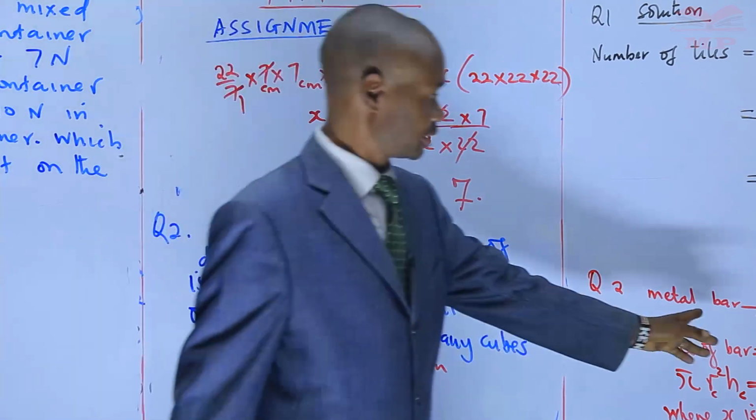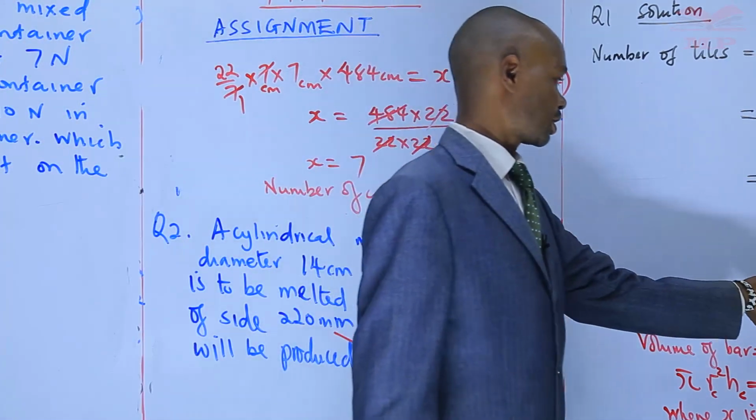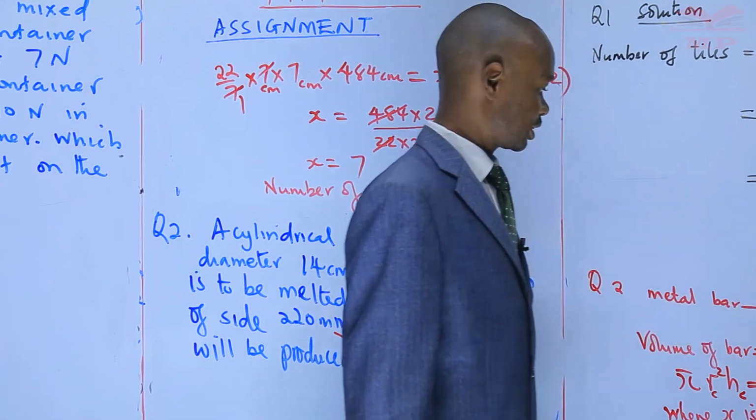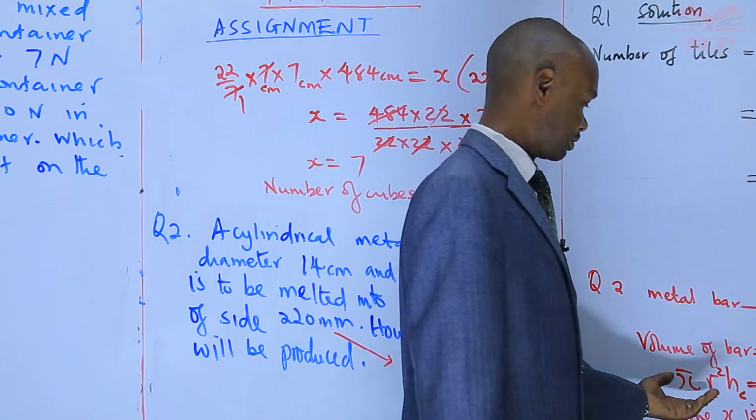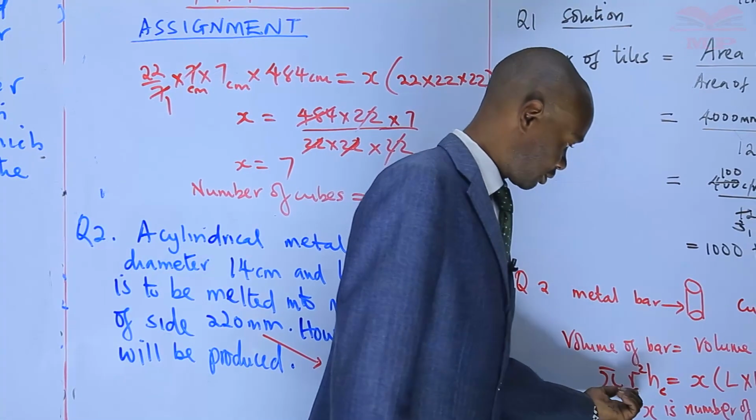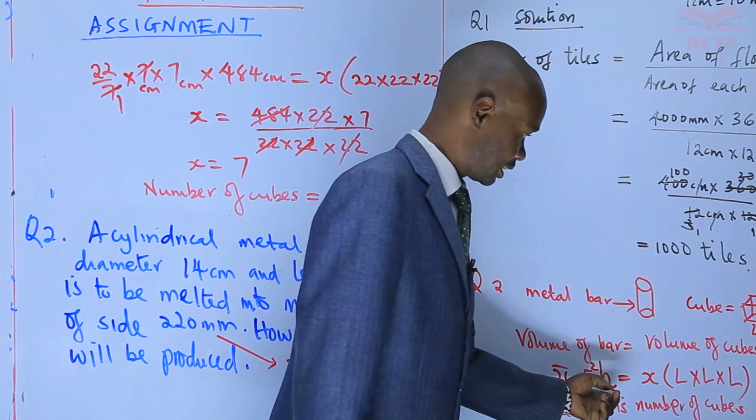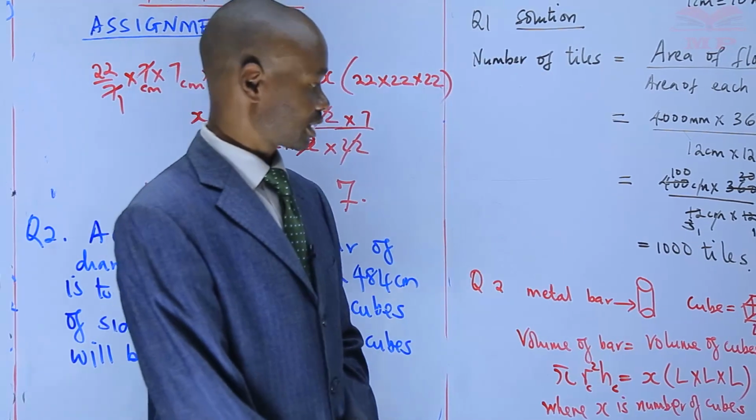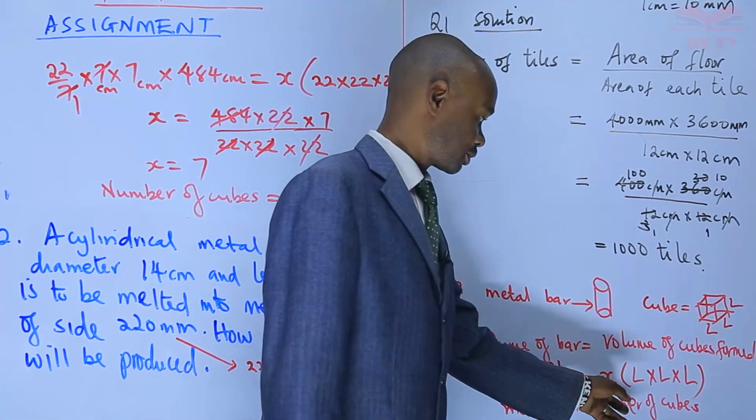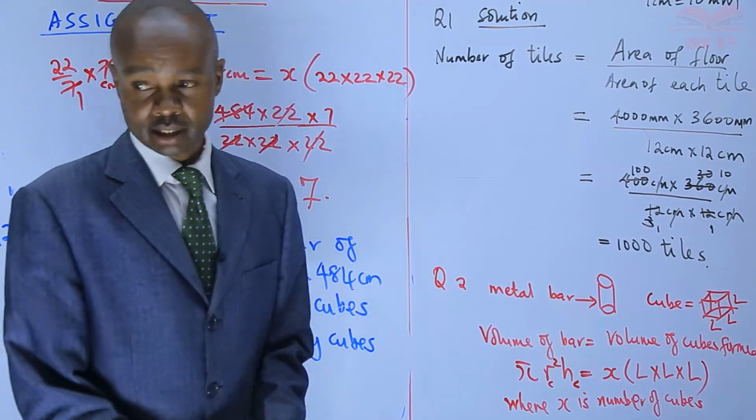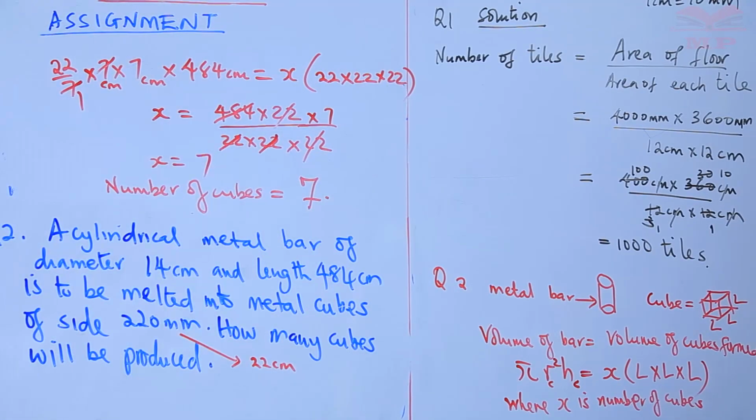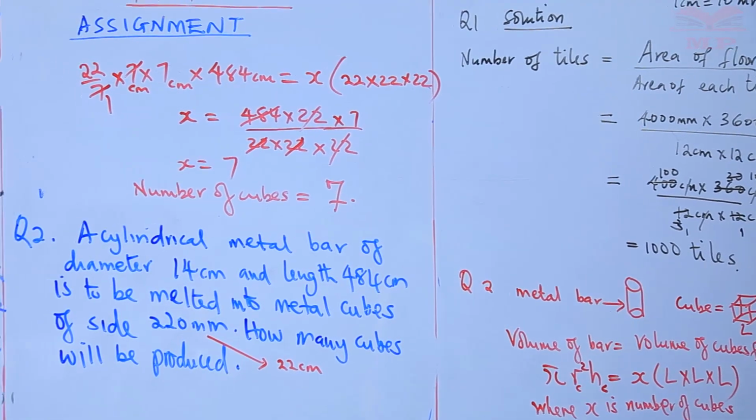Realize the formula. This was just to show how the cylinder looked like. So for a cylinder, cylindrical shape, the volume is pi r squared height. And since we didn't know the number of cubes, that's why I used x. So we'll move to the last question, which is testing a principle.